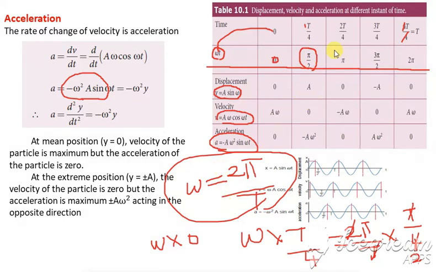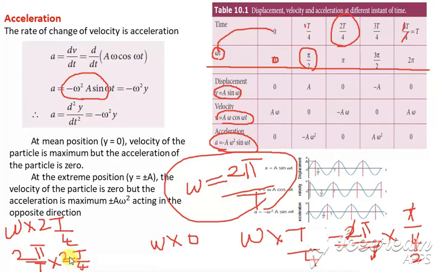So next substitute it as 2T divided by 4. So omega into 2T divided by 4. So what is the value of omega? 2 pi divided by T. So 2 pi divided by T into 2T divided by 4. Now one value of T gets cancelled and same way 2 and again 1, 2. So the remaining value is what? Pi. Yes, clear?